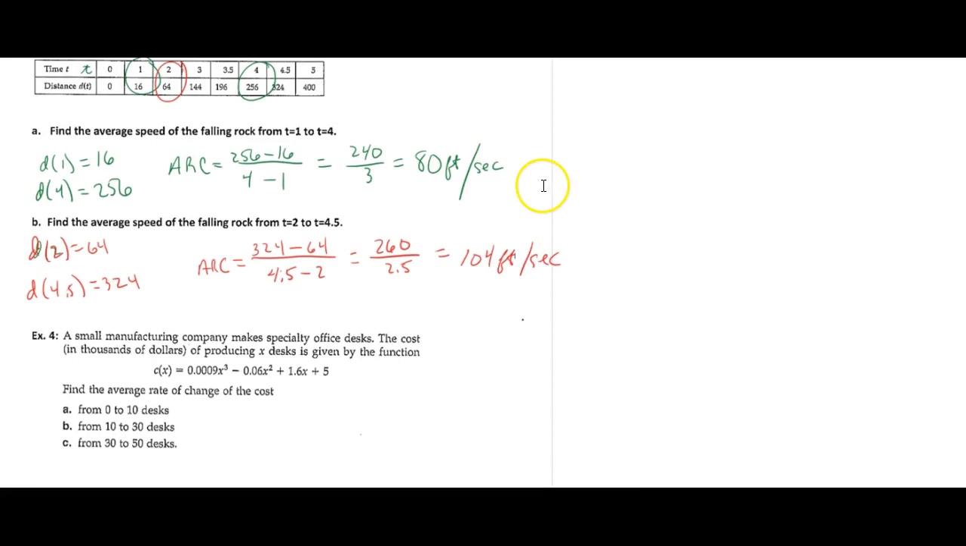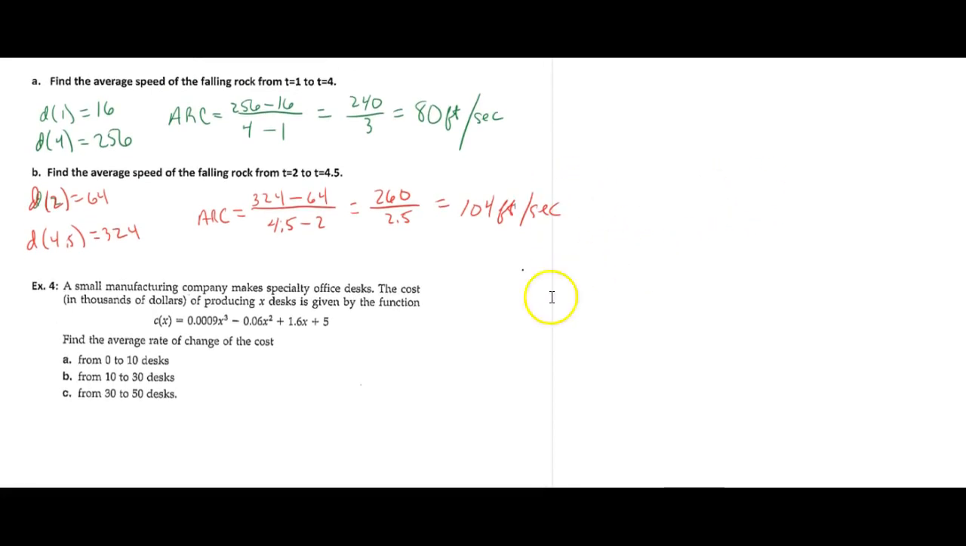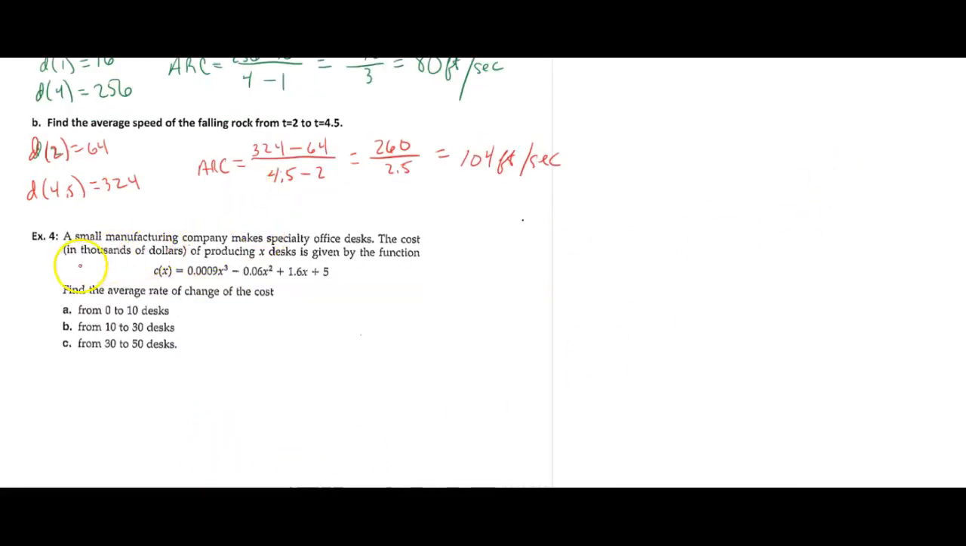So again, we've used a table, we've used a graph, and we've used a function. Now here's the thing. For this last problem, it says a small manufacturing company makes specialty office desks. The cost in thousands of dollars of producing x desks is given by the function right here. It says find the average rate of change of the cost from 0 to 10 desks, from 10 to 30, from 30 to 50.